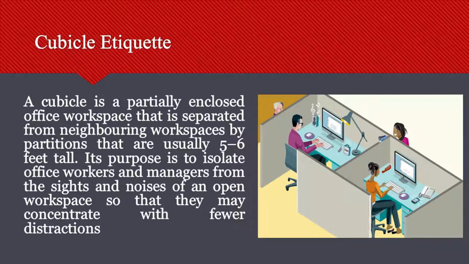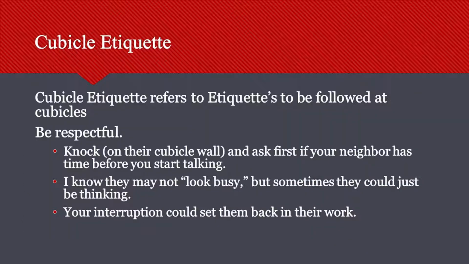Cubicle etiquette. A cubicle is a partially enclosed office workspace that is separated from neighboring workspaces by partitions that are usually 5 to 6 feet tall. Its purpose is to isolate office workers and managers from the sights and noises of an open workspace so that they may concentrate with fewer distractions. Cubicle etiquette refers to etiquettes to be followed at cubicles.